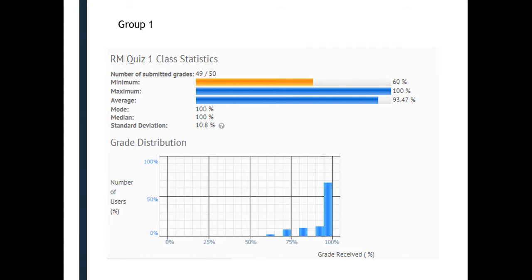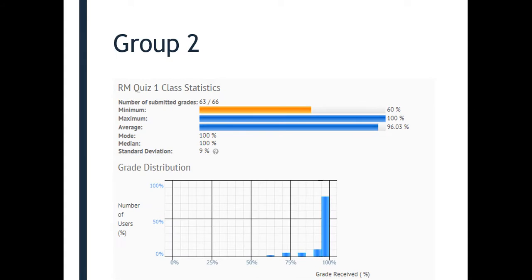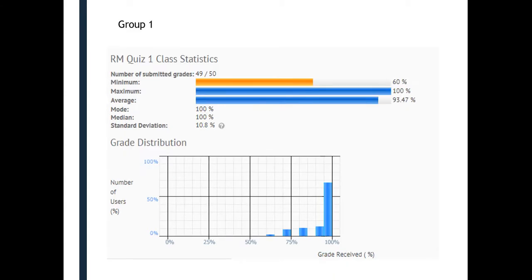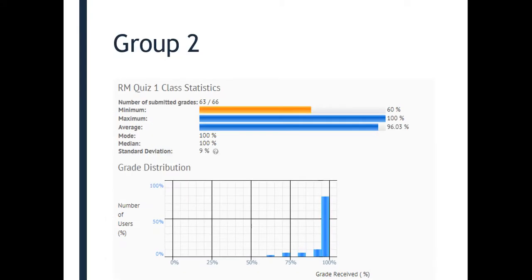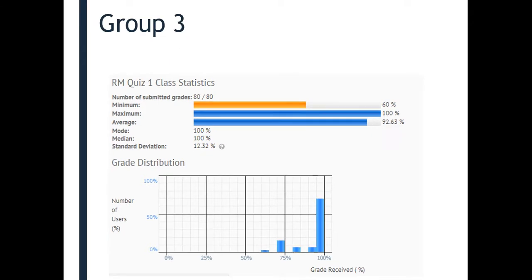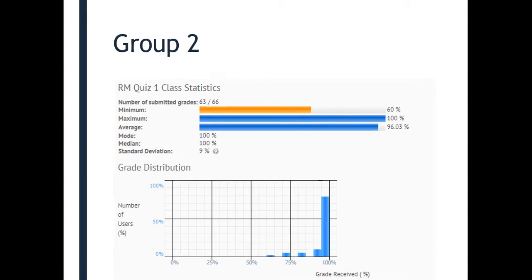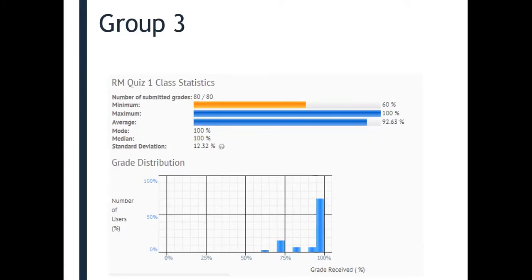Now that's for group 1. For group 2, you can see again it's 60, 100, 96.03, standard deviation is 9, and here the average score was 93.47, but here it's 96.03. So group 2 has done better than group 1. And when we see group 3, you can see that they have got 92.63%. This means that they are the lowest among the 3 groups of girls, and their standard deviation is also high.